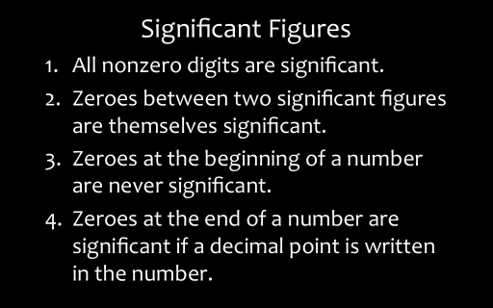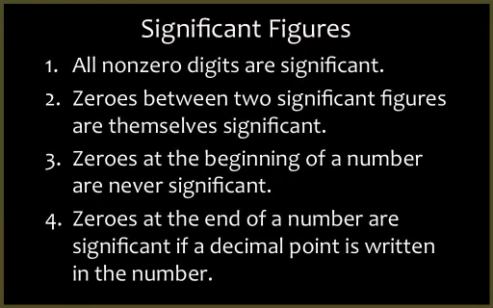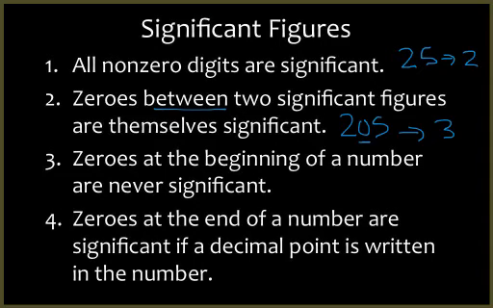Okay, so here's a real quick review of significant figures. The first one is all non-zero digits are significant. So anything that's not a zero counts as a sig fig. So say 25, that would have 2 sig figs. Zeros between two significant figures are significant. Before, I think we called these captive zeros. So if you have something like 205, that zero counts because it's trapped between two non-zero numbers. So that would have 3 sig figs.